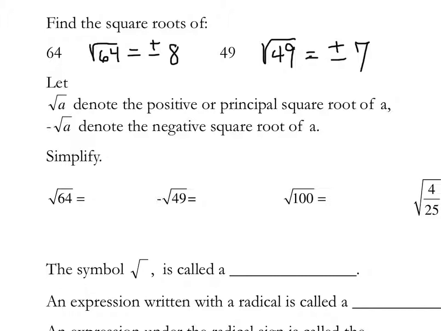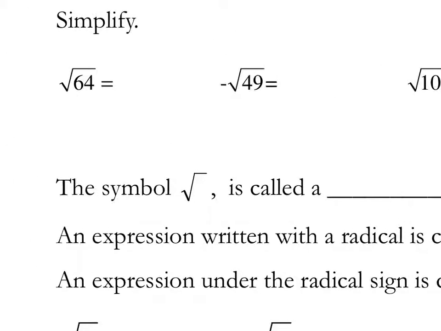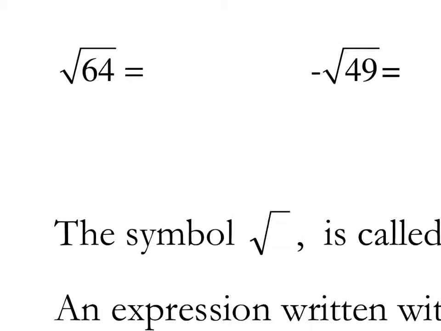So we let the square root of a denote the positive or principal square root of a. Negative square root of a denotes the negative square root of a. If it doesn't specify to take the negative square root, we assume that we need to take the positive square root. So the square root of 64 is a positive 8.